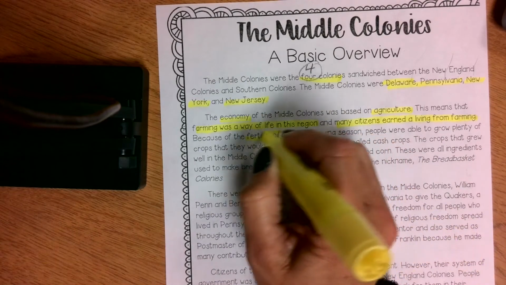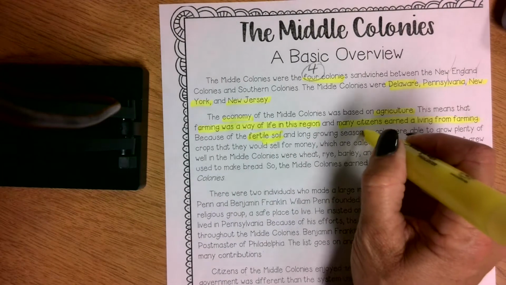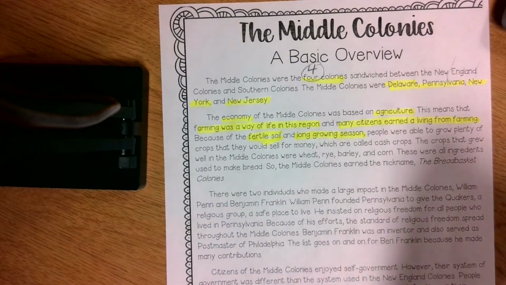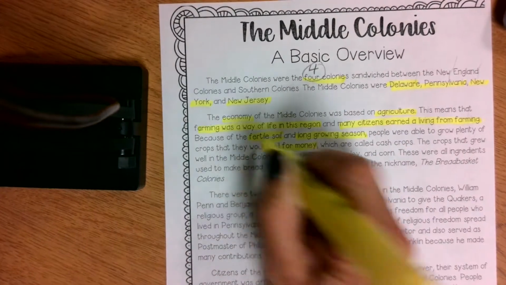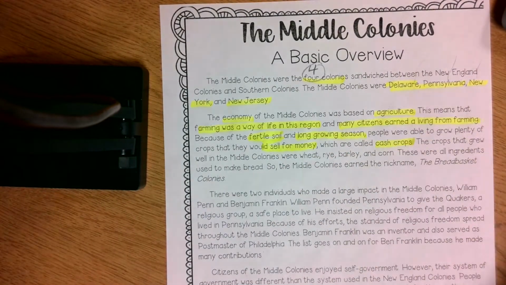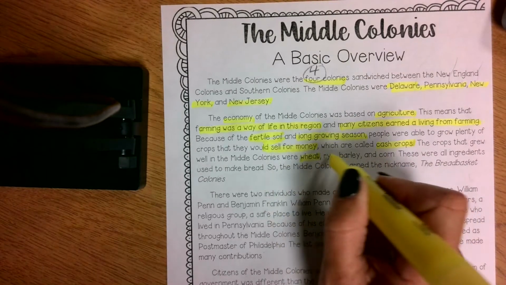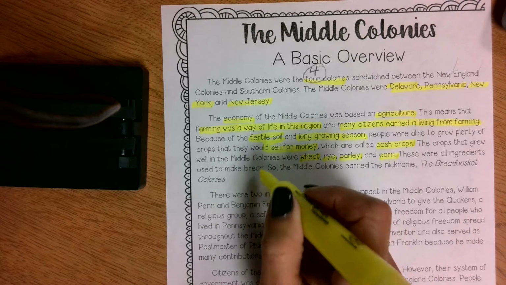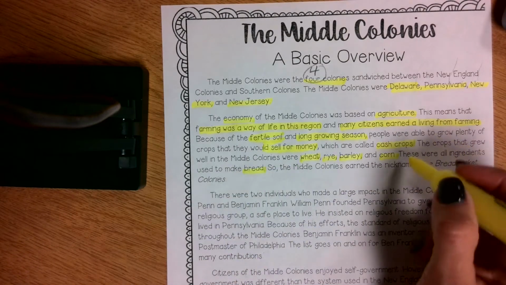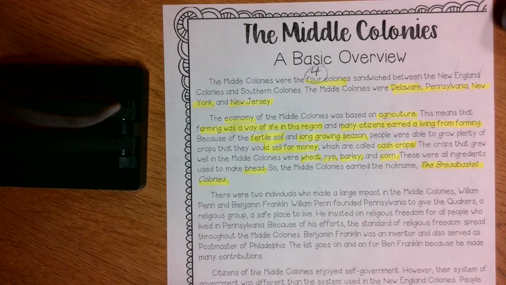So this is the opposite of the New England colonies. Middle colonies have wonderful soil and a long growing season. People were able to grow plenty of crops that they would sell for money, which are called cash crops. The crops that grew well in the Middle Colonies were wheat, rye, barley, and corn. These were all ingredients used to make bread. So the Middle Colonies earned the nickname the breadbasket colonies.